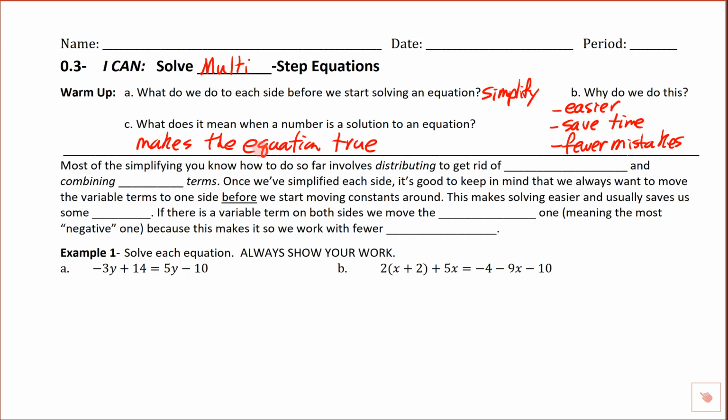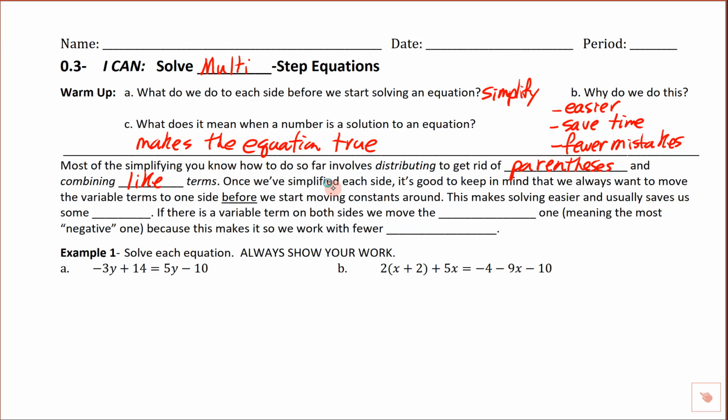Now, most of the simplifying that we've learned how to do so far involves 2 things. It involves distributing to get rid of parentheses. So if there are ever parentheses in a problem, you're going to want to distribute to get rid of those, and combining like terms. That's really what it comes down to when we're talking about simplifying.